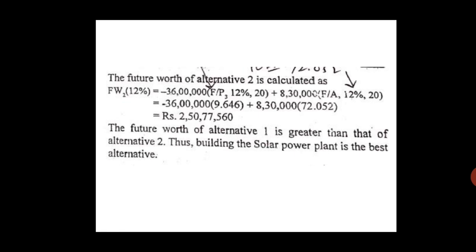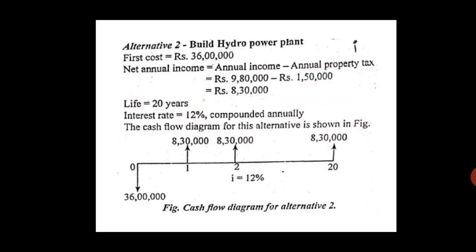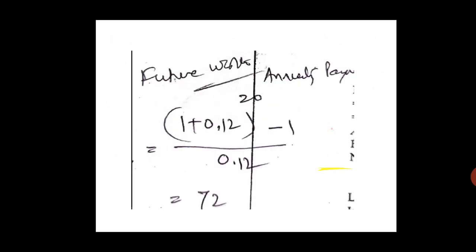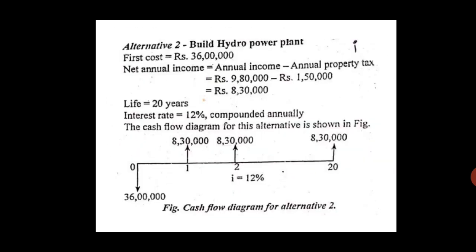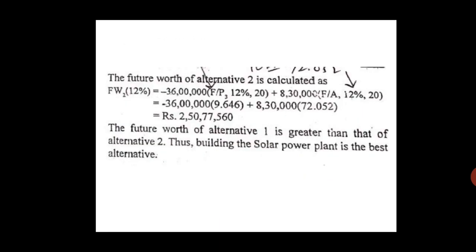The factors we have seen, you can calculate them also. You will get 9.646 and 72, or you can get them directly from the chart. So this value is 2 crore 50 lakhs 77,562. So we can see the future worth of alternative 1 is 3 crores 25 lakhs, which is greater than this 2 crores 50 lakhs. Hence the future worth of alternative 1 is greater than that of alternative 2. Thus building the solar power plant is the best alternative.